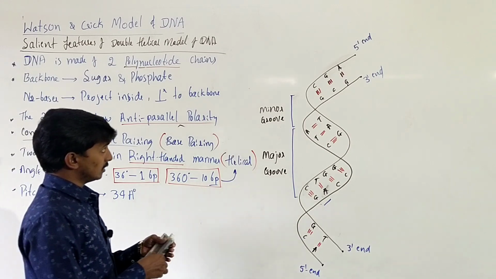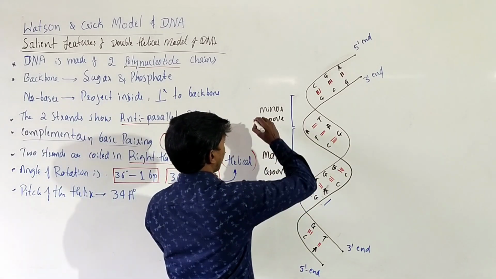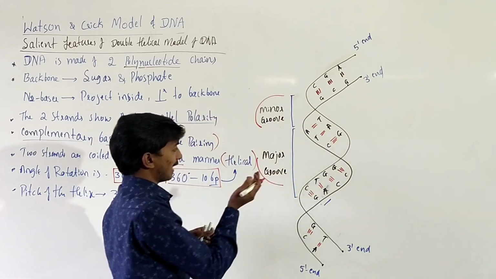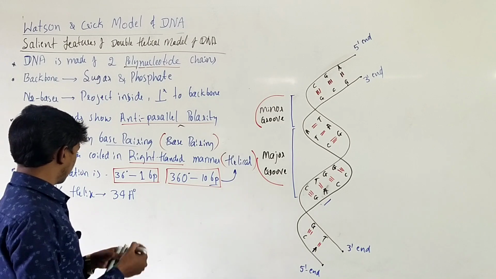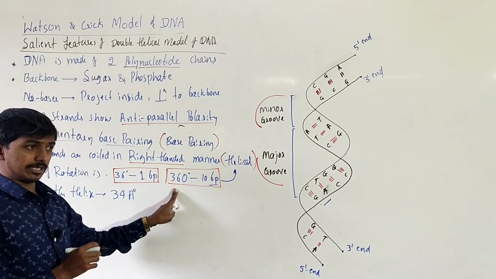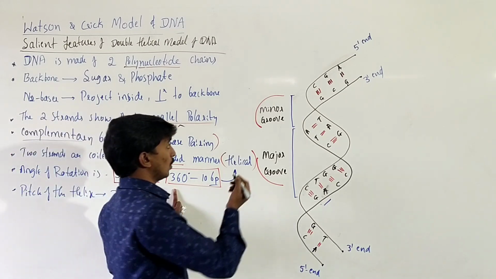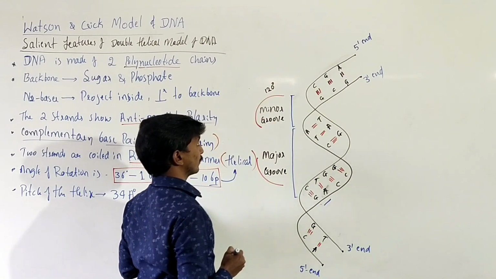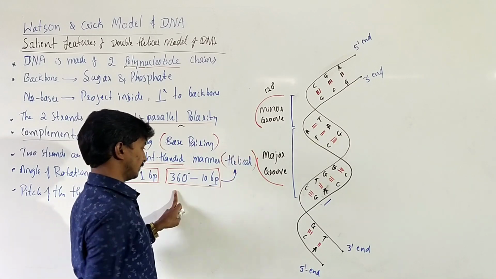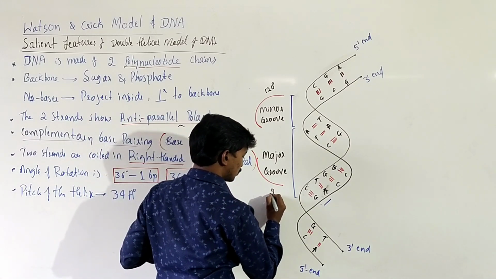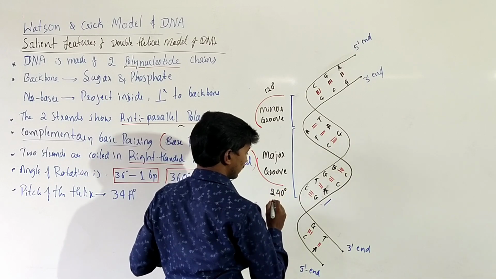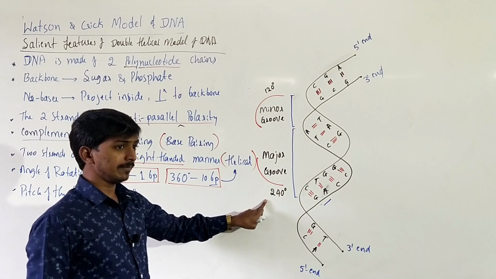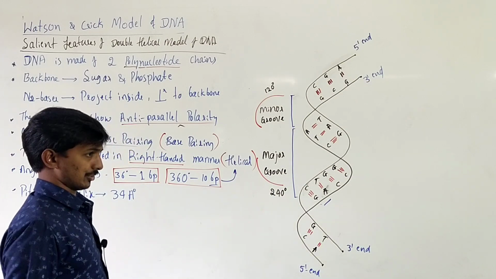Okay, here the minor groove and the major groove have different angles of rotation. Here we said 360 degrees. In that 360 degrees, 120 degrees will be covered by the minor groove and 240 degrees will be covered by the major groove. 120 plus 240, it becomes 360.